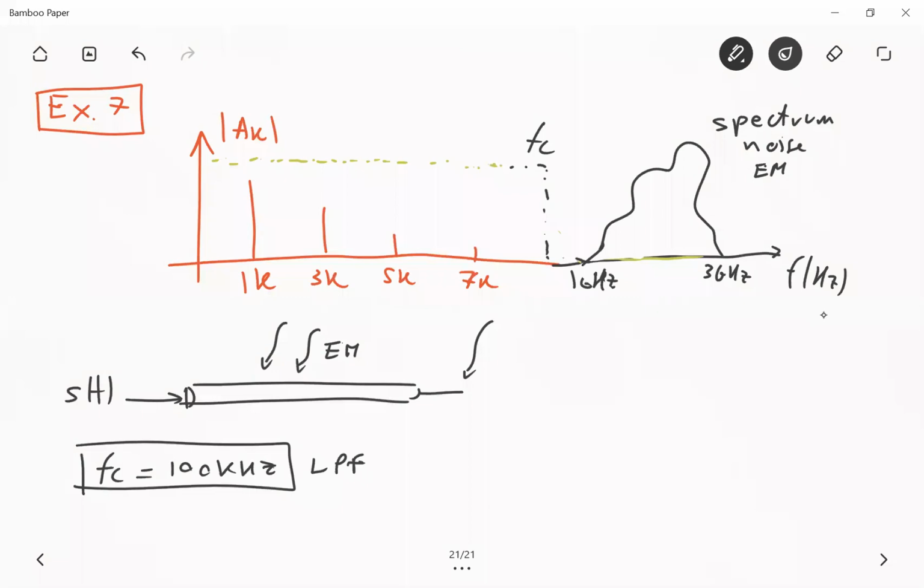In the solution it is 10 kHz. It doesn't really matter because the filter is an ideal filter. If it was a real filter, then it would be different. The position of the cutoff frequency would actually make the difference, and I will show you later on. So that was the exercise.